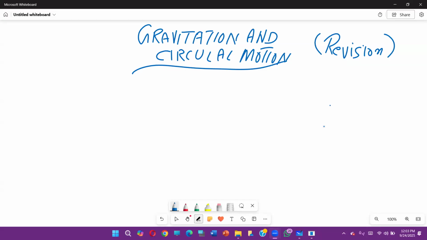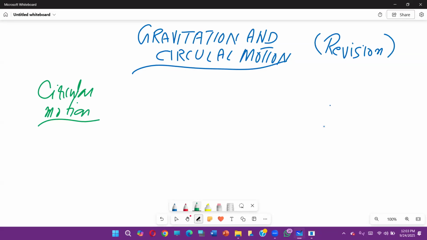We are starting the revision for this chapter, gravitation and circular motion. Okay, so we are putting the first concept. Let us now observe the first concept. Examples. First, we are discussing the important concepts of circular motion. I will be asking some questions also. This is a combined chapter, gravitation and circular motion.